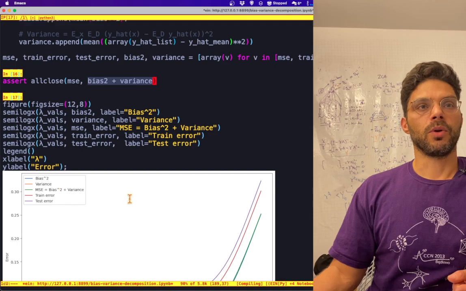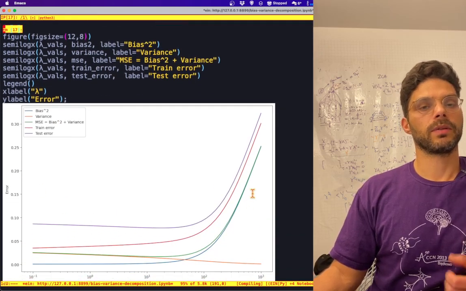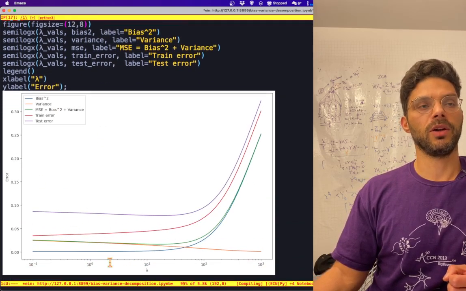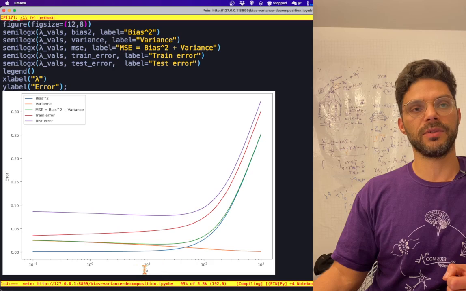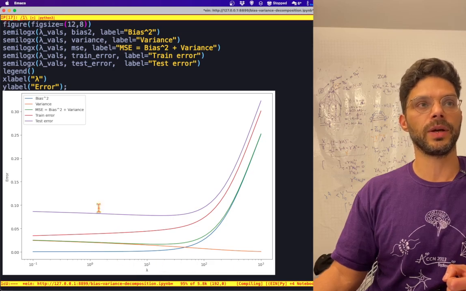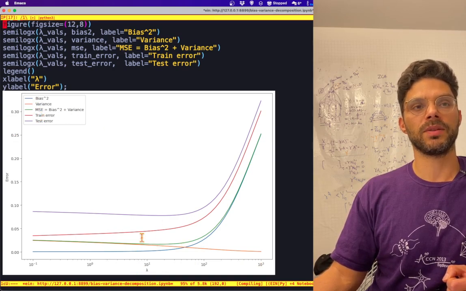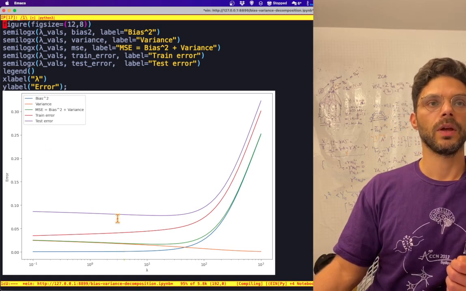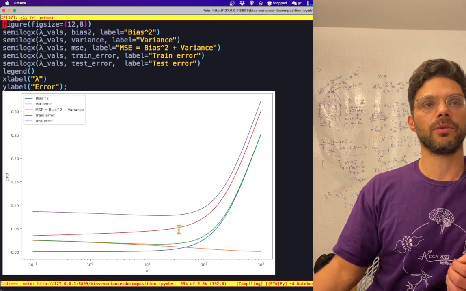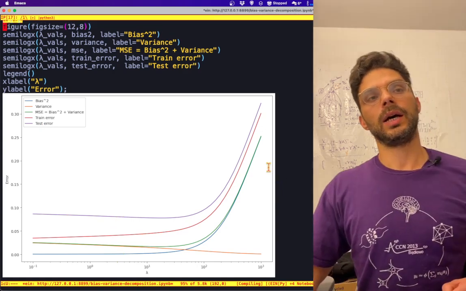And then finally, just report the results. So here's what it looks like. Here's the bias squared. As the regularization is increasing, the bias is going up. In orange, we've got the variance going down. We've got the bias squared plus the variance, which is their sum. We've got the training error in red and the test error, which is above that.